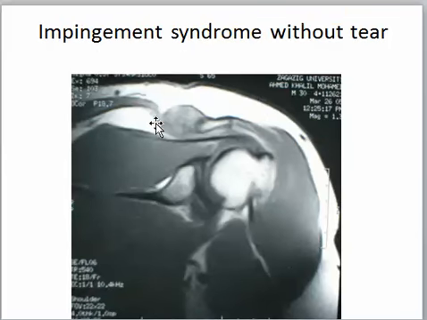This is an impingement without tear. Here we get the supraspinatus and tendon, and this is the abnormality, slope curved down with new bone but no tear.